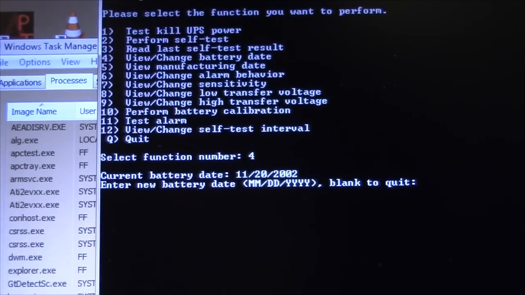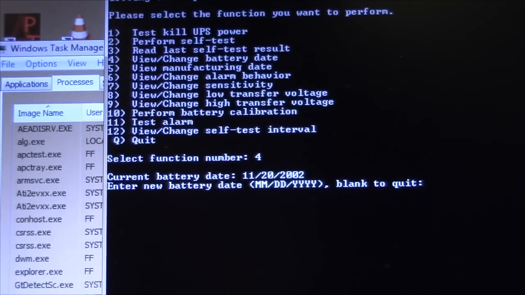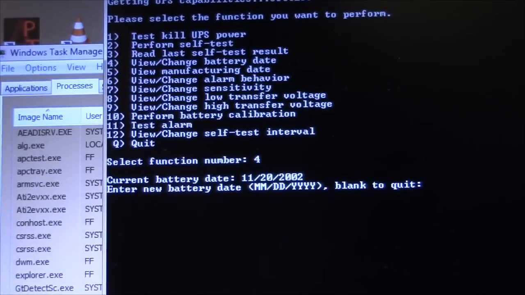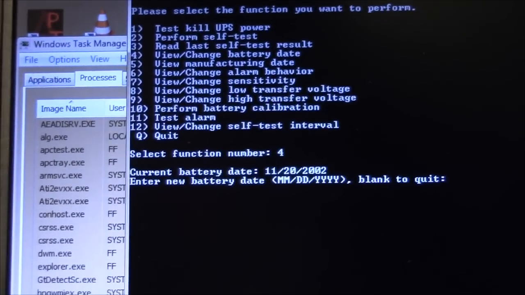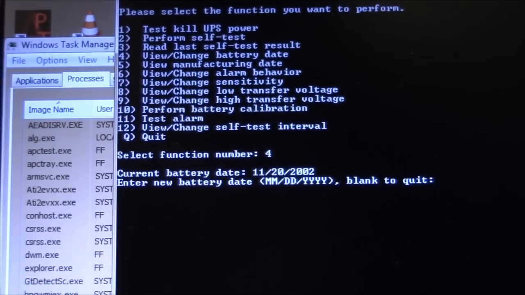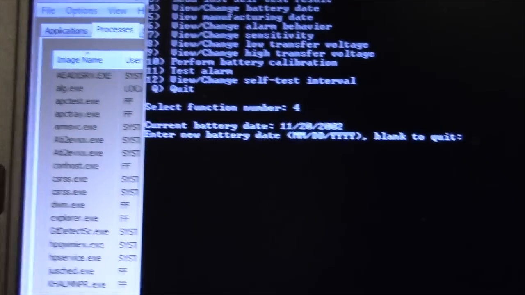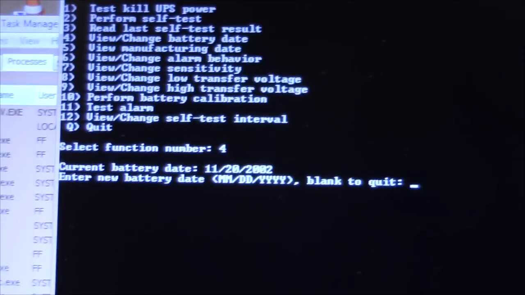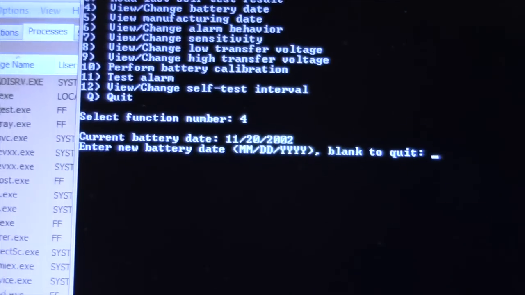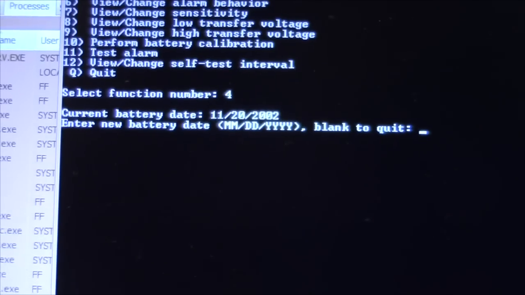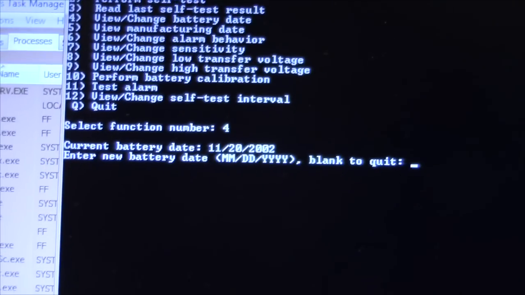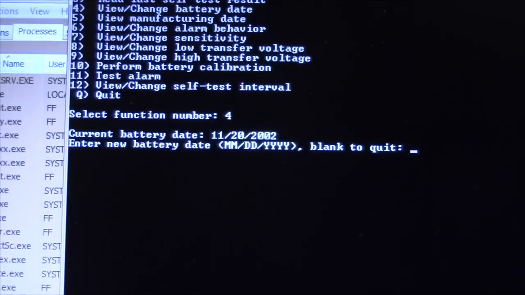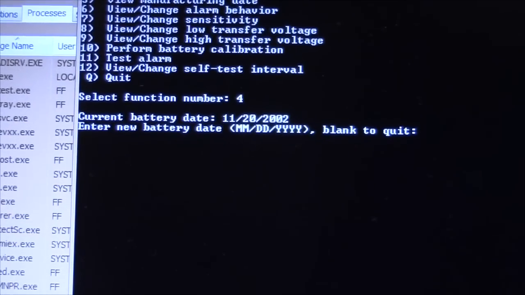And wouldn't you know it, battery change, 20th of November 2002, the manufacturing date of the unit. So I'm a bit skeptical that's actually when they replaced the batteries. There's a big possibility they just replaced them and didn't bother putting a new date in because, well, they didn't care.